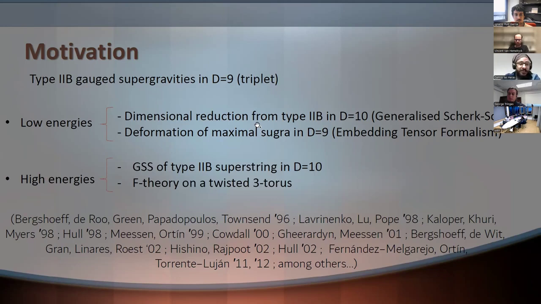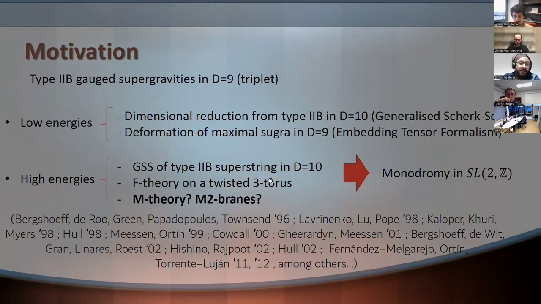From the high energy perspective in the literature, there are works that argue that this supergravity should manifest as the low energy limit of a generalized Scherk-Schwarz reduction of type 2B superstring in 10 dimensions, and this should coincide with the formulation of F theory on a twisted 3 torus, where by a twisted 3 torus we are thinking of a torus bundle over a circle with a monodromy which is contained in SL2Z. Therefore, in these 2 approaches, there is a monodromy contained in SL2Z.